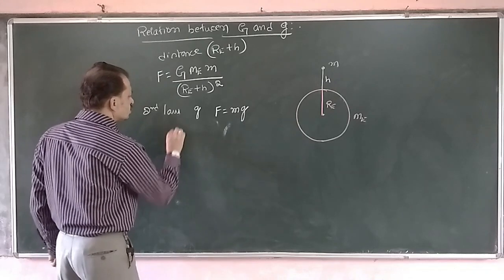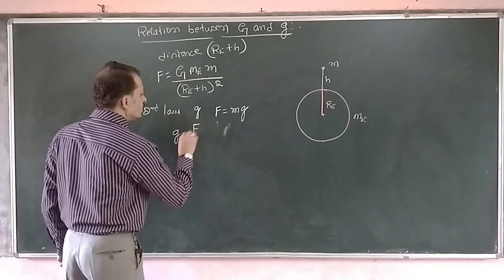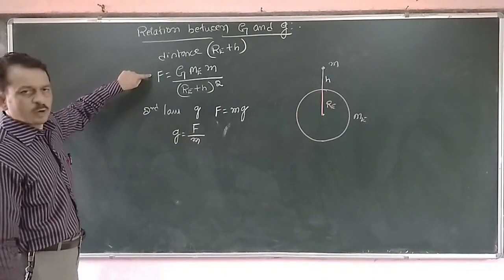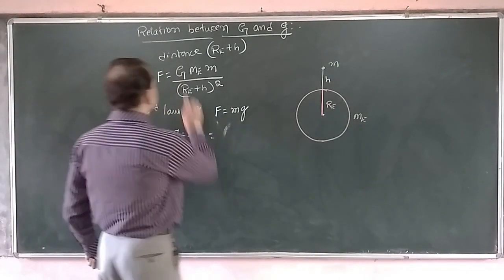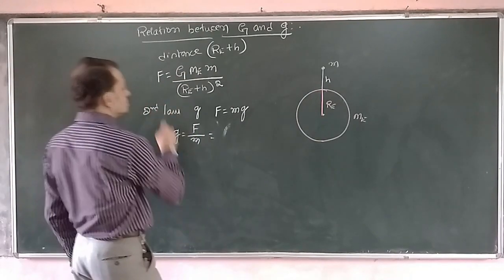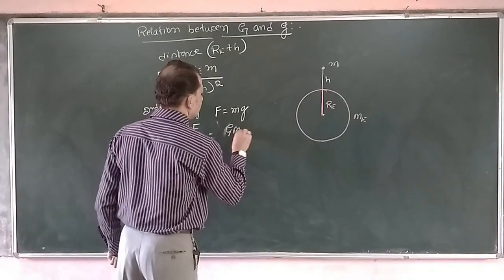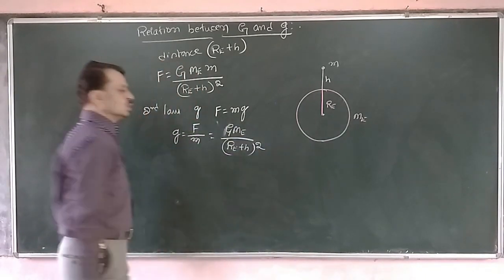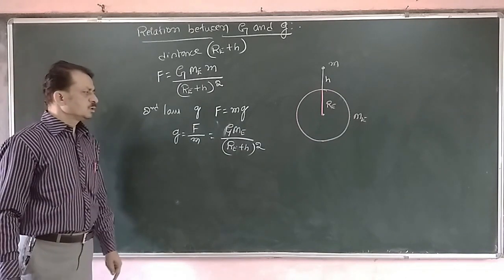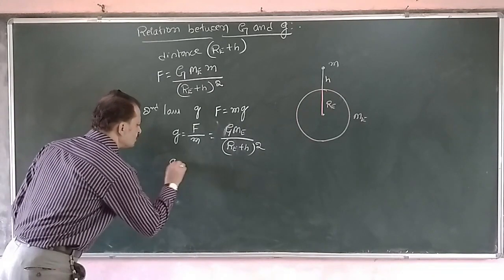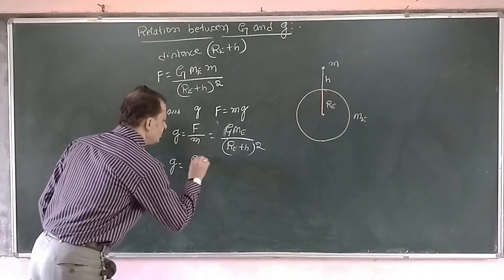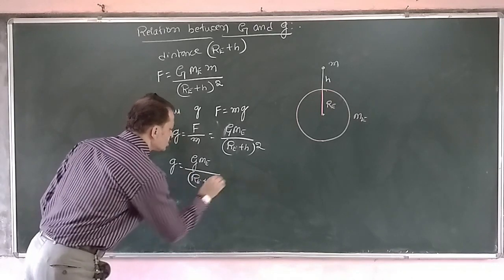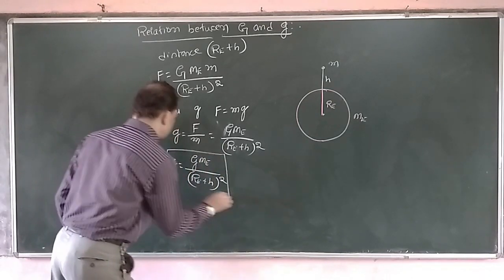Therefore, what is the acceleration due to gravity? g is equal to F divided by m. Now substitute for F from the above expression. So we get F by m becomes G ME divided by RE plus h whole square. Now this is the relation. Therefore small g is equal to capital G ME divided by RE plus h whole square. One relation we have obtained.